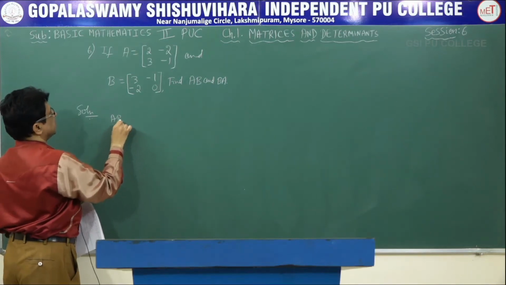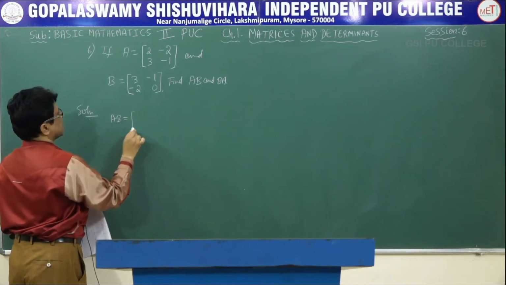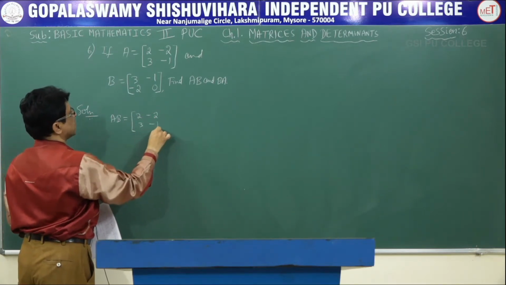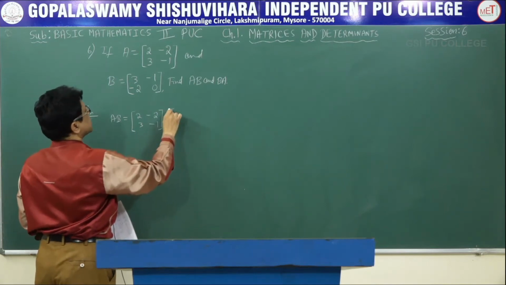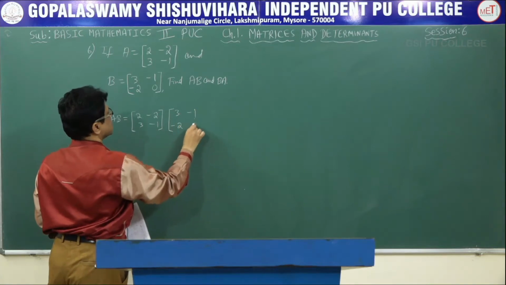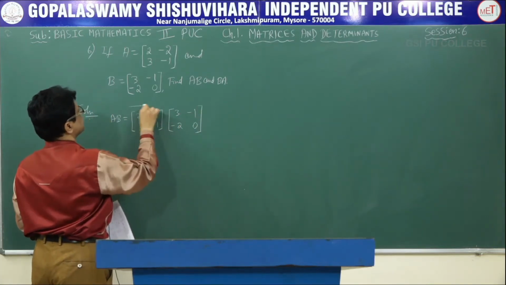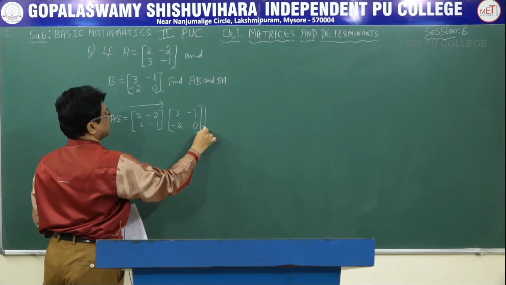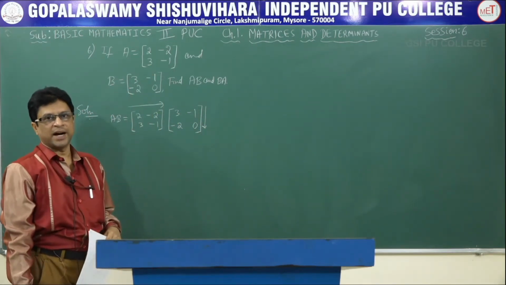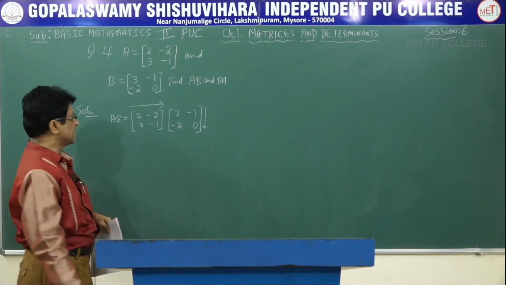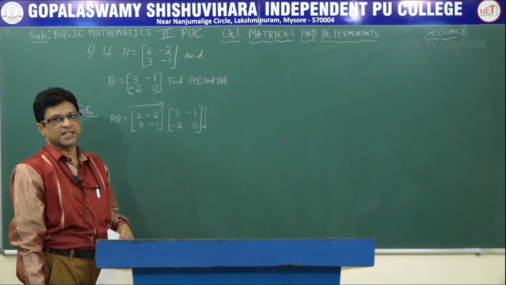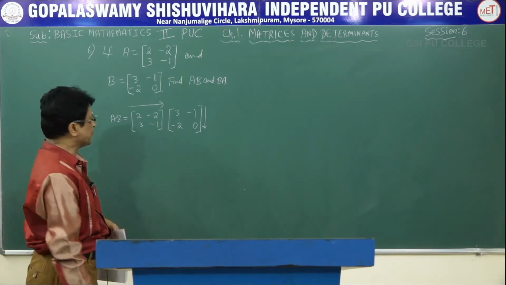So let us find AB. First we shall write matrix A, [2, -2; 3, -1], and next we write matrix B, [3, -1; -2, 0]. Row into column operation. Since A and B both are square matrices of the same order, the resultant product AB will also be a square matrix of the same order, 2 into 2.